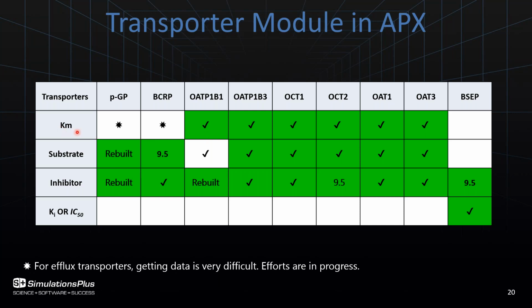These are for KM. So this is a regression model that predicts the KM quantitatively. And then the substrate and inhibitor models are classification models. So these would indicate if the compound is a PGP substrate or not, or a BCRP substrate. We rebuilt this model for ADMET Predictor 10, including more data. This was already in 9.5, so we're keeping the model there. And then these are all new models here.